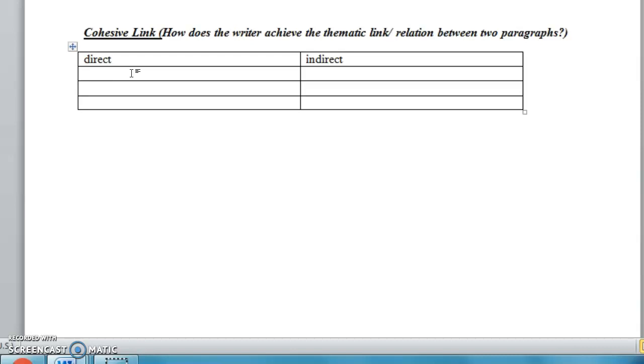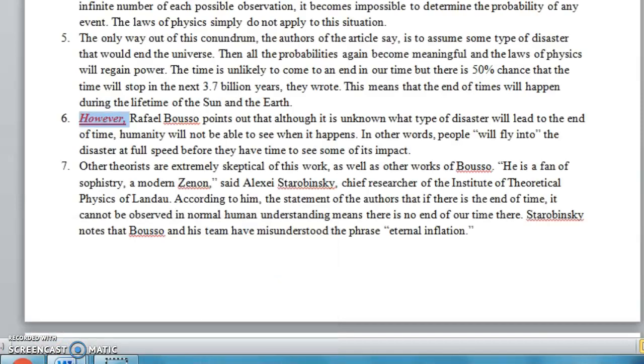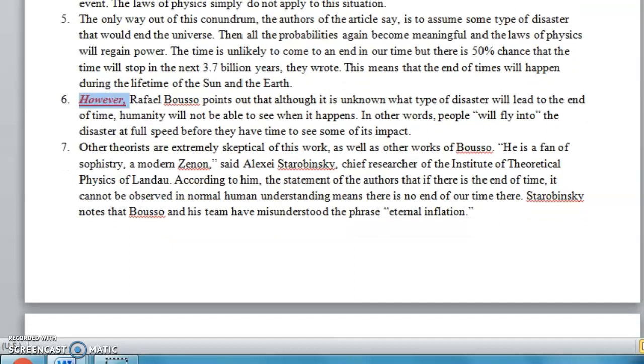As a writer, if I want to use the direct link to link two paragraphs together, then I have to use transitions. This is the easiest way and the most direct way. Let's see an example together. If we go to this text, we have two paragraphs, 5 and 6, and we want to get the cohesive link between the two paragraphs.